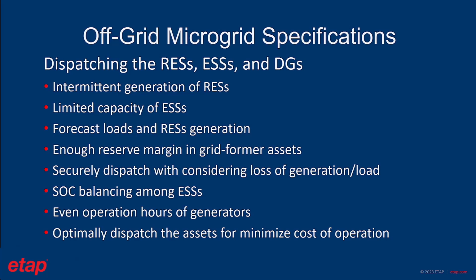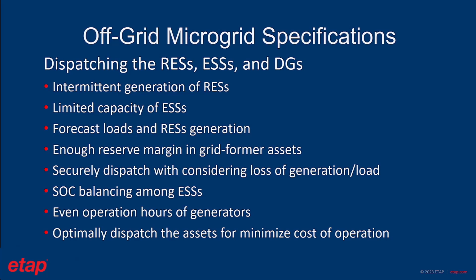Besides, energy storages have limited capacity for storing the energy. With that in mind, it is important to forecast the amount of the loads and renewable energy generation ahead of time in order to schedule the right time for charging and discharging the battery. Besides, there are several aspects that are required to be considered to dispatch the assets. For instance, enough reserve margin should be considered for the grid formers, so if an event happens in the system, the grid former can maintain the system frequency and voltage.